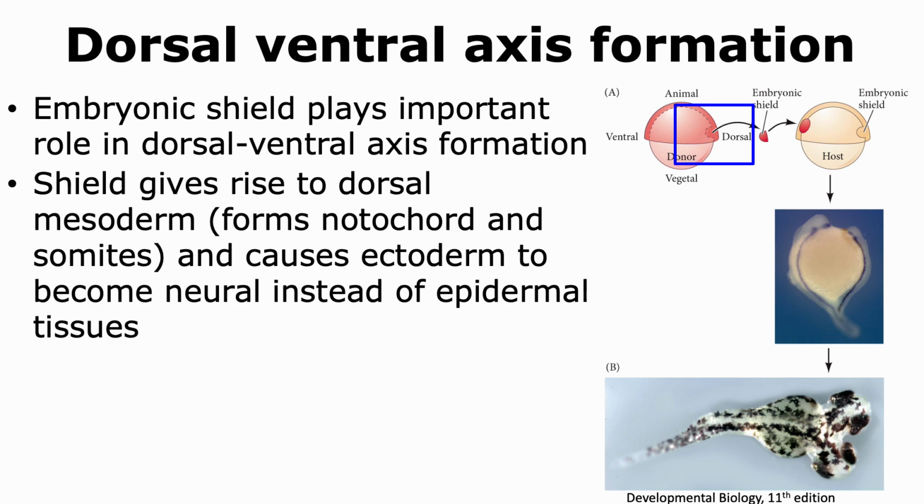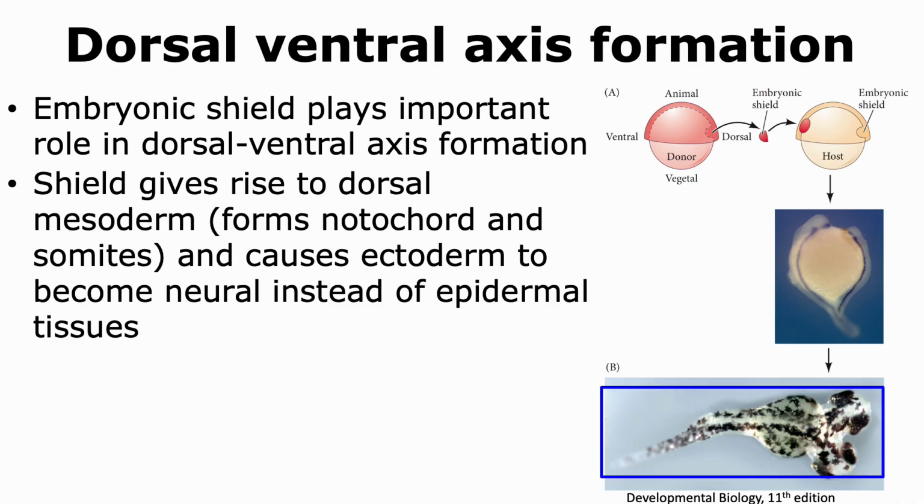So, if we do an experiment where we take a portion of the embryonic shield, which is in the dorsal end of the embryo, and transplant it into another embryo, but at the ventral end, then we actually see the development of two zebrafish embryos. So we see another embryo formed which has the anterior structures and the dorsal structures. And hence we can see the zebrafish that has two heads and two brains. Thus, the embryonic shield can actually help in the development of the dorsal ventral axis.